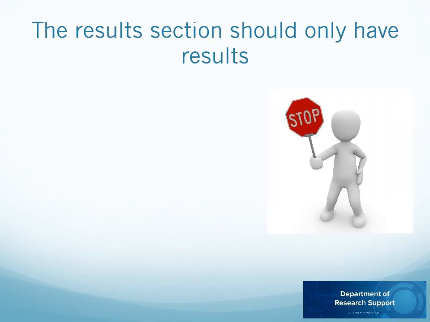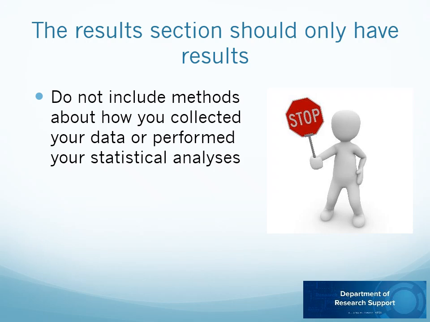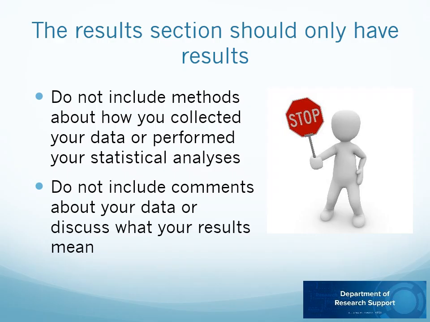Because the results section should only have results, do not include methods or discussion section content in the results. Because information about how you collected your data or analyzed outcomes should already be in the methods section, it is unnecessary to repeat that information in the results. Similarly, comments about what your results mean should not be included in this section. The discussion section of an article is intended for discussion about your results and their meaning. Using words like interesting or notably in the results section should be avoided as well, because those are comments on your results.